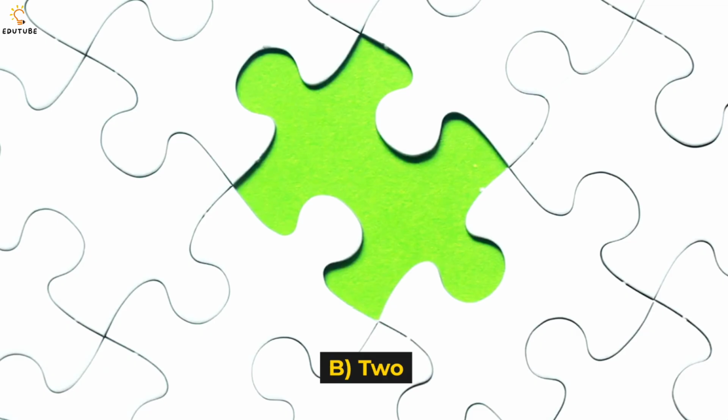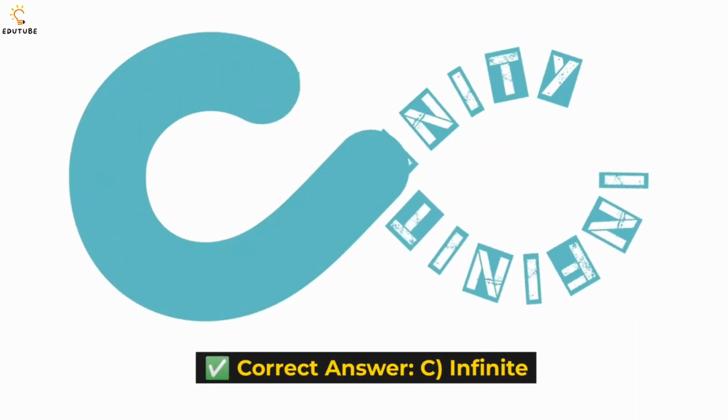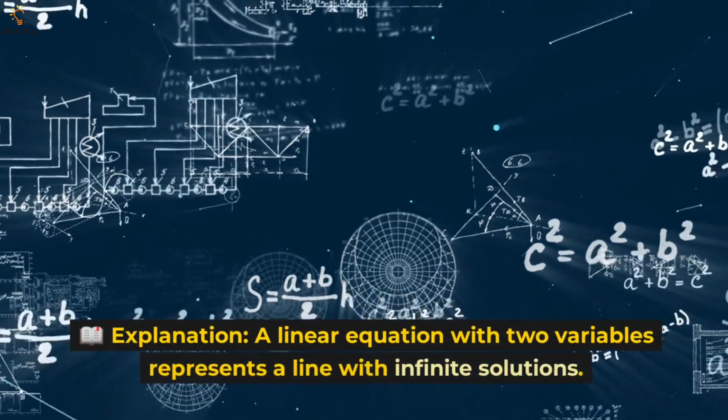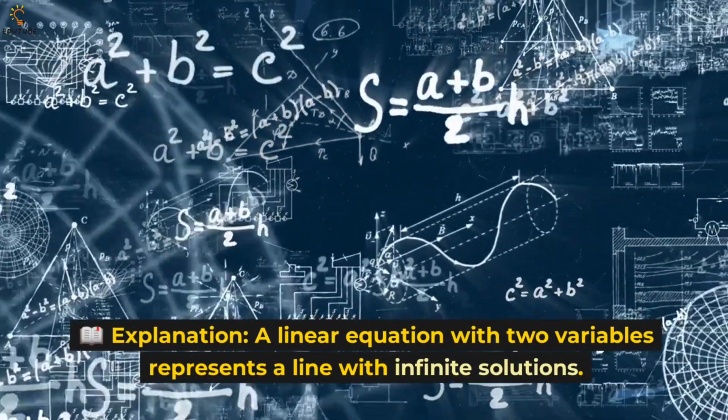A. 1, B. 2, C. Infinite, D. No solution. Correct answer: C. Infinite. Explanation: a linear equation with 2 variables represents a line with infinite solutions.